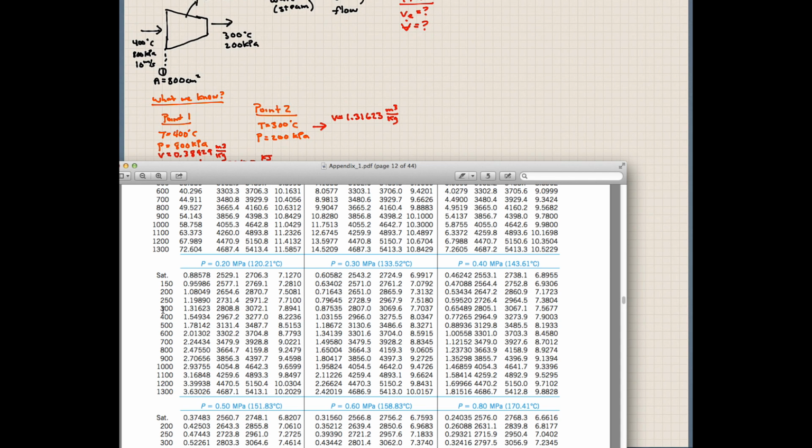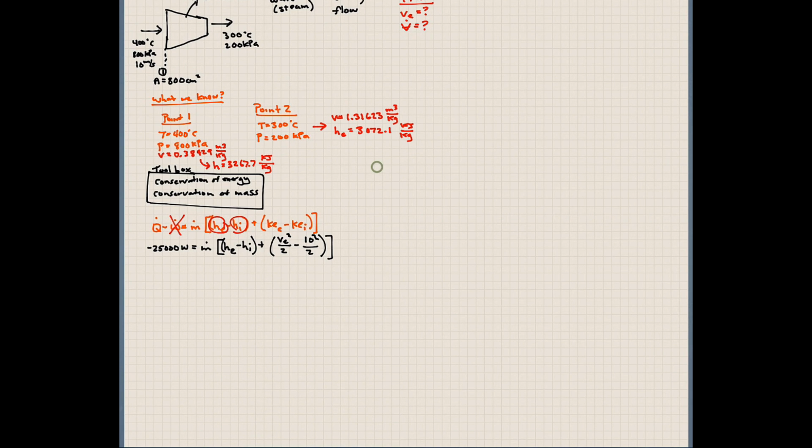And our enthalpy at the exit here is going to be equal to, let's see, 3072.1, and keep in mind this is kilojoules per kilogram. Okay? So let me put this up now. So let's put those values into here. Okay, so we have minus 25,000, and that's equal to the mass flow rate, which we still don't have.